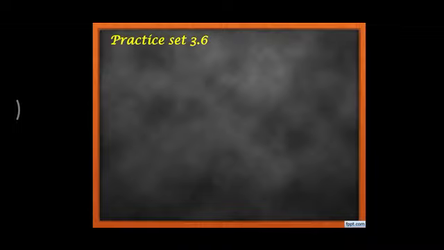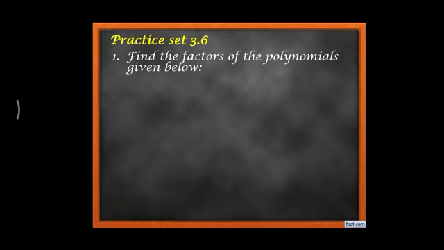Now let us see a few examples of practice set 3.6. First, find the factors of the polynomials given below. The first polynomial is 2x square plus x plus 1. So we will multiply 2 into 1. We have 2. So we need factors of 2 such that their sum is 1. So 2 ones are 2 and 2 minus 1 is 1.